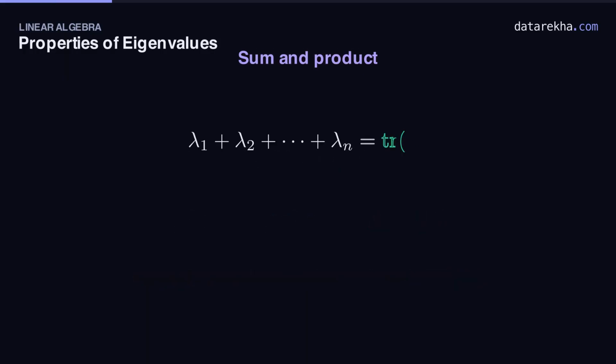Before the transforms, two facts that hold for every square matrix and give you a free sanity check every single time. The eigenvalues, all of them added together, equal the trace, the sum straight down the main diagonal, and all of them multiplied together equal the determinant.